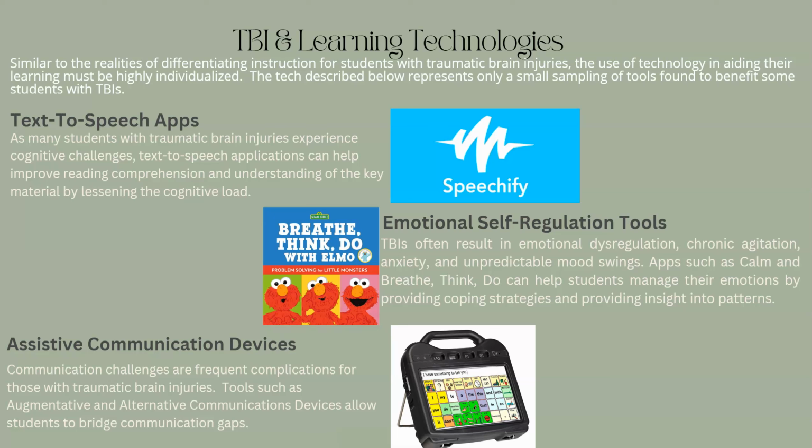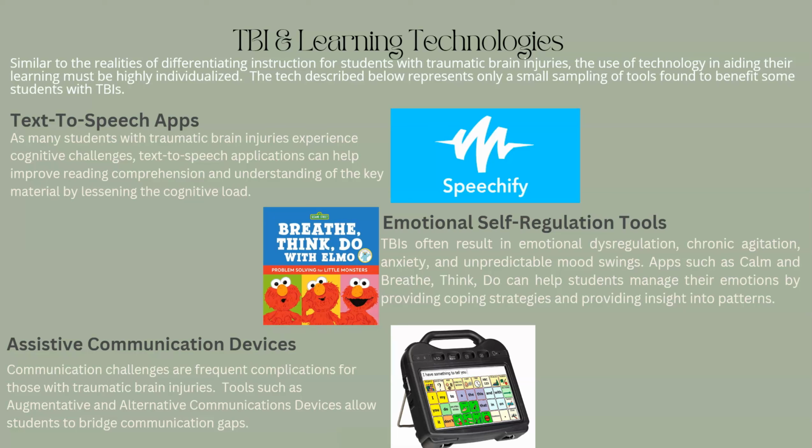The same is true for the use of learning technologies. Similar to the realities of differentiating instruction for students with traumatic brain injuries, the use of technology in aiding their learning must be highly individualized. So here is some commonly utilized tech within that frame. First, text-to-speech apps. As many students with traumatic brain injuries experience cognitive challenges, text-to-speech applications can help improve reading comprehension and understanding of key material by lessening the cognitive load.